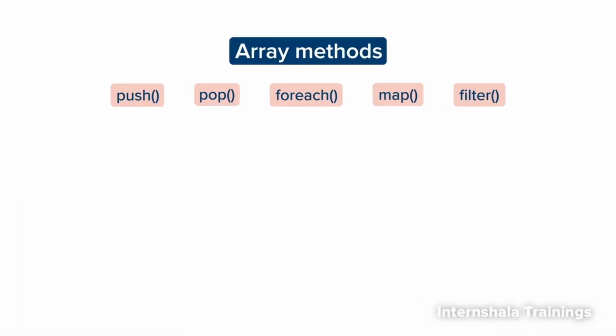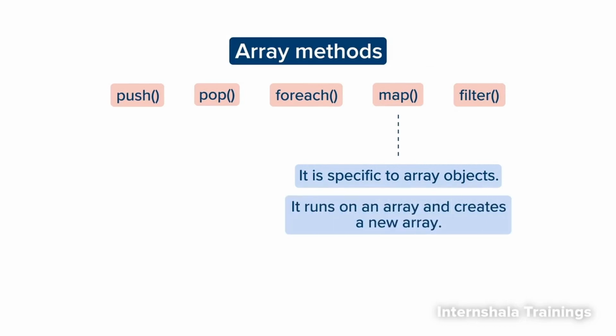Next, we will discuss the map method. It is also specific to array objects. It runs on an array and creates a new array as a result of passing every element of the array to a provided function.